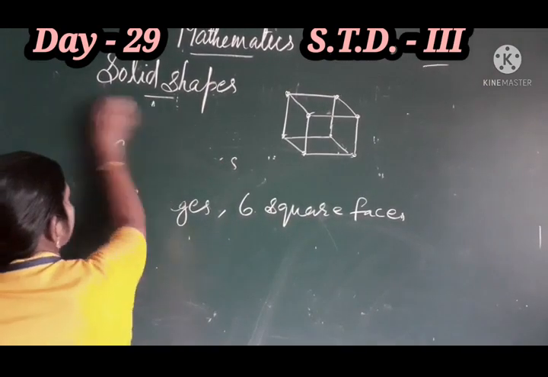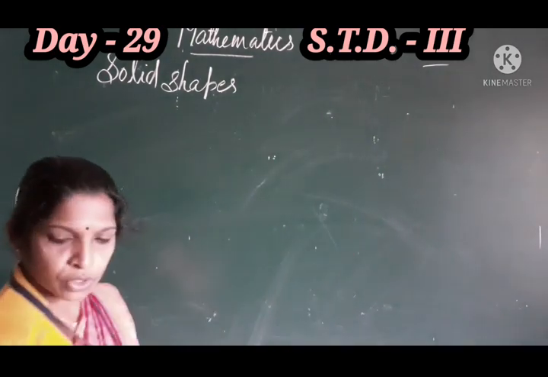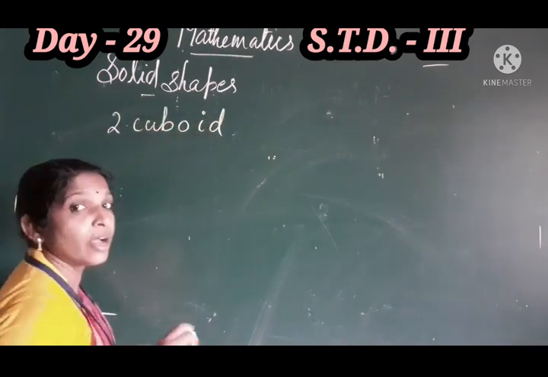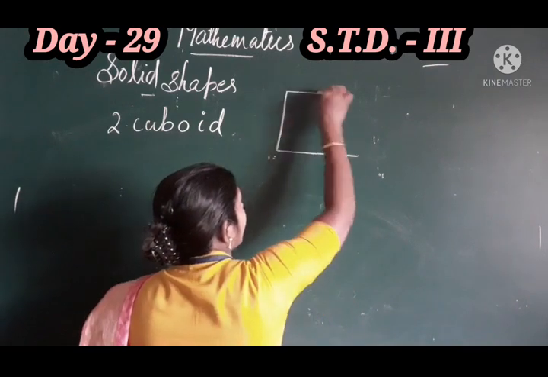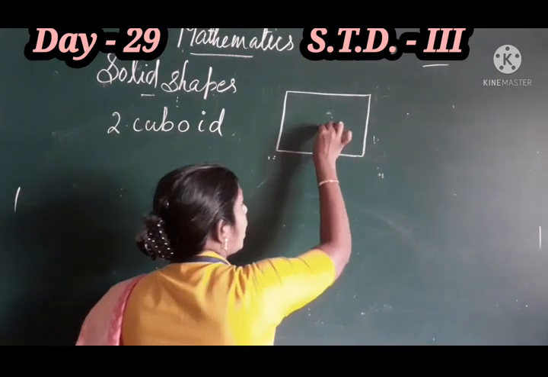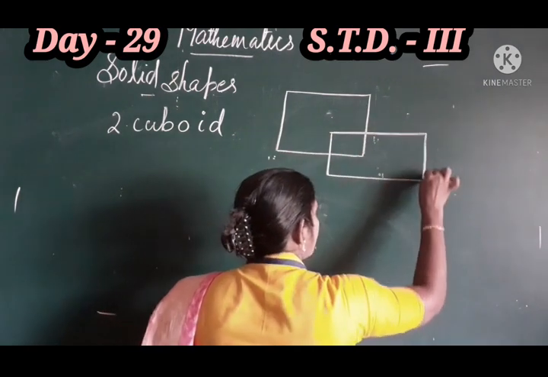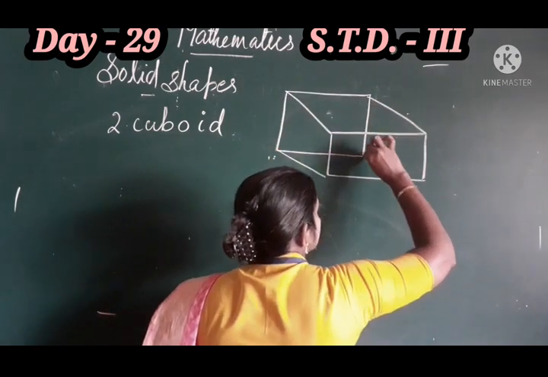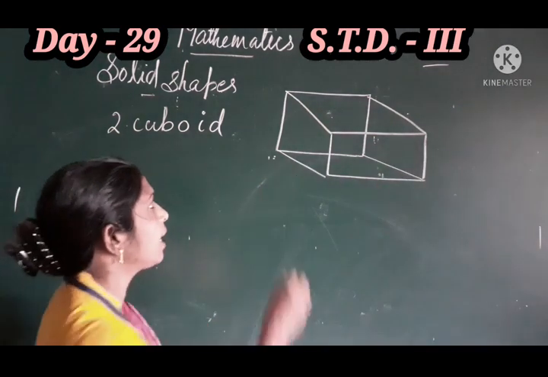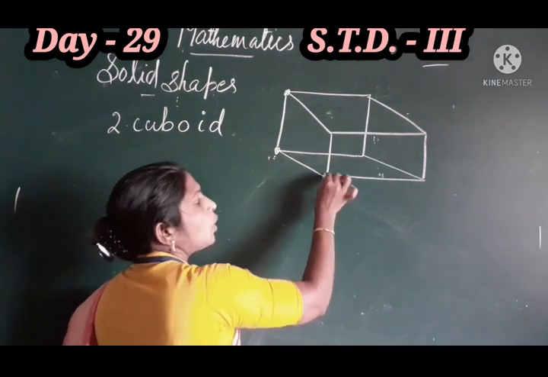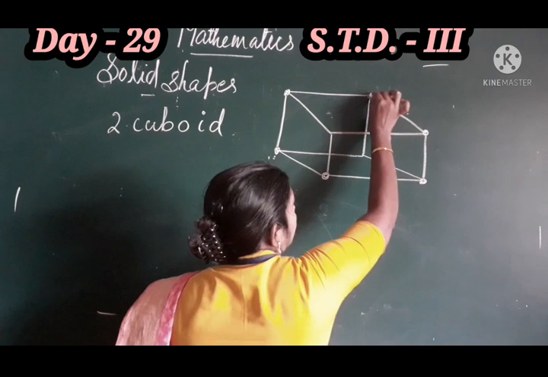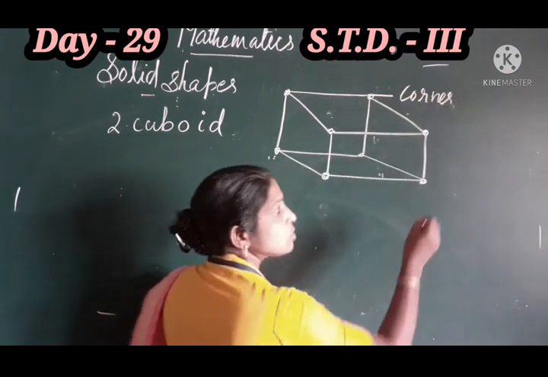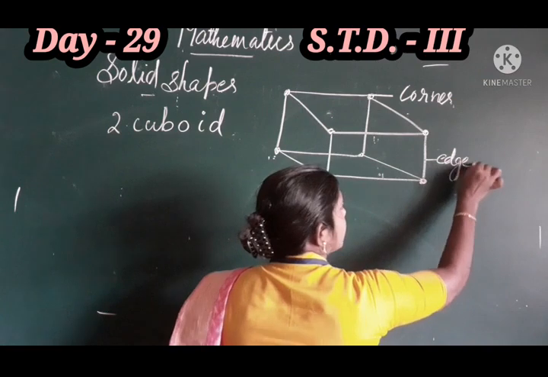Now let us start the cuboid, the second one. Have you drawn the cuboid? Draw a rectangle, draw another rectangle, draw another rectangle, then join the corners. This is a cuboid. Here, this one is a corner, this one is a corner, this one is an edge, this is an edge.